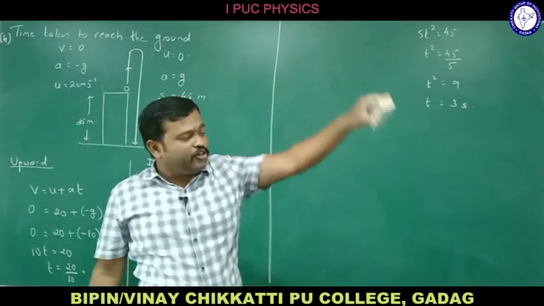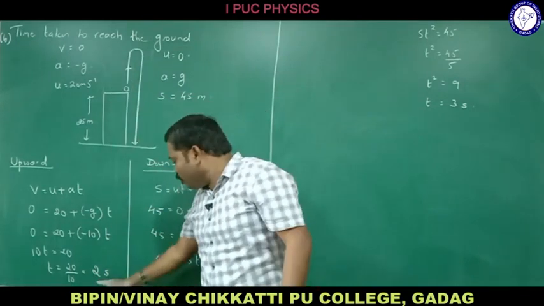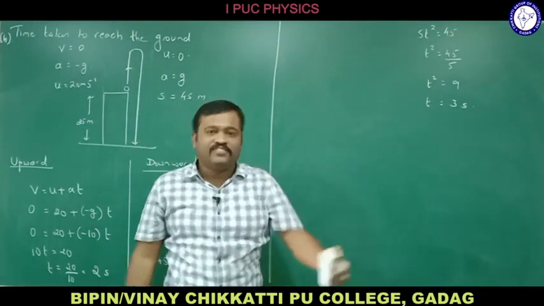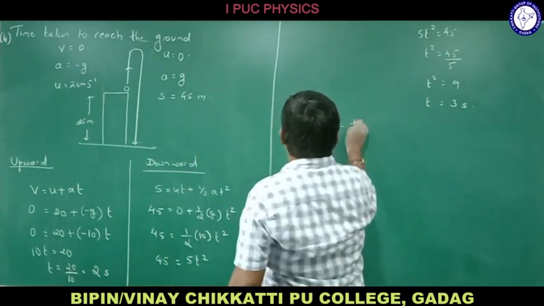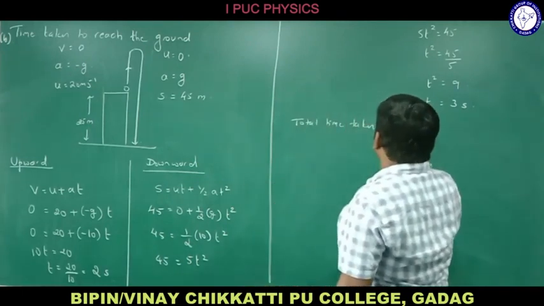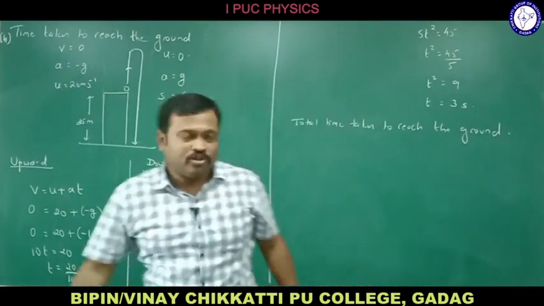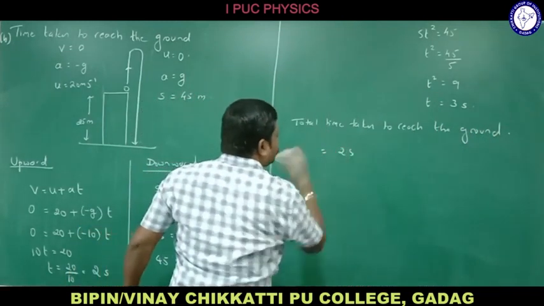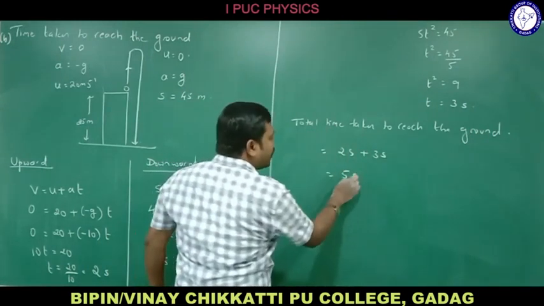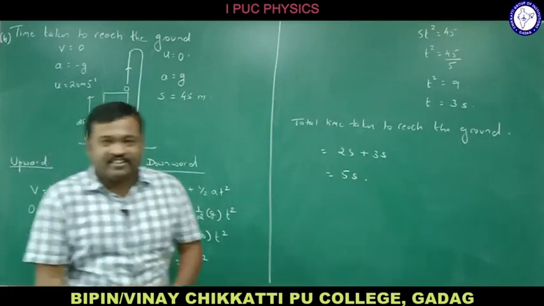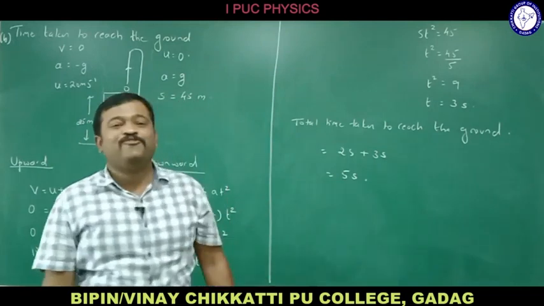Time taken by the ball to reach the ground is how much? 3 seconds. How much time did it take to reach the top? 2 seconds. What is the time taken to reach the ground? 3 seconds. Then what is the total time taken? 2 seconds to go upwards, 3 seconds to come downwards. So the total is 5 seconds. If I throw the ball with that velocity, it takes 5 seconds to reach the ground. This is how we calculated.